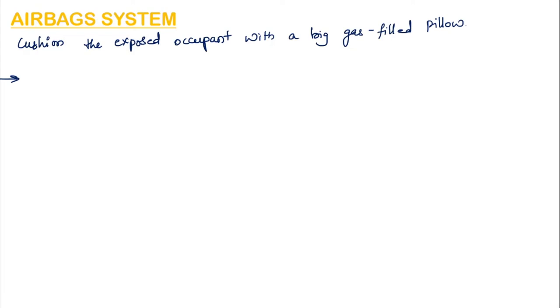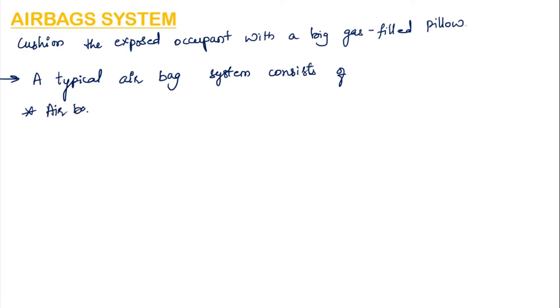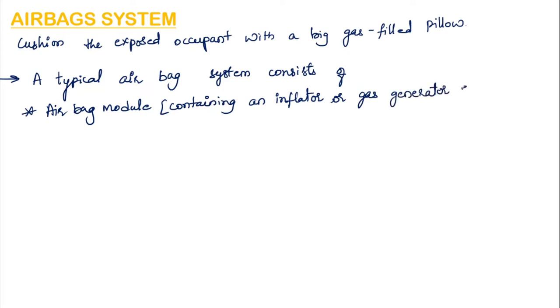So, what are the parts of this airbag system? A typical airbag system consists of an airbag module. This module contains an inflator or gas generator and an airbag. So the module consists of an inflator or gas generator along with an airbag.